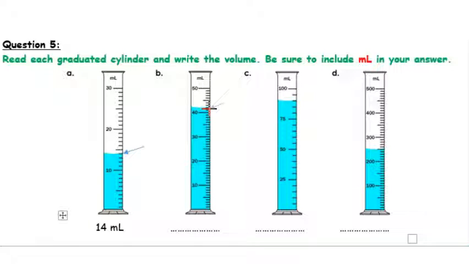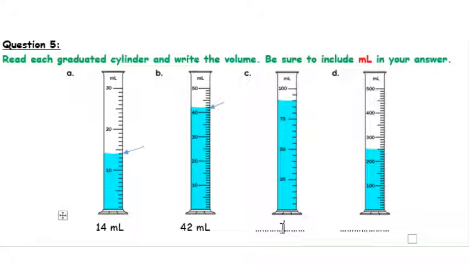Right in here, each line is 1 milliliter: 10, 20, 30, 40. So we must start counting after 40. 41, 42. So the volume in this case is 42 milliliters.